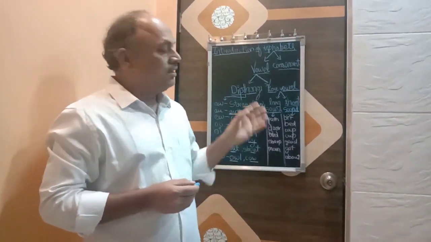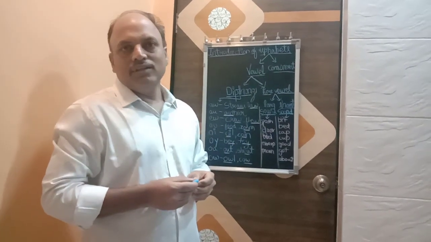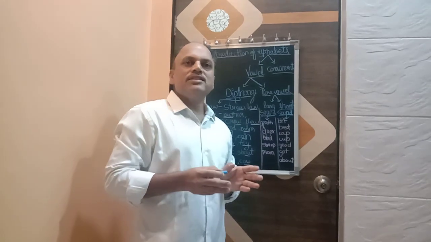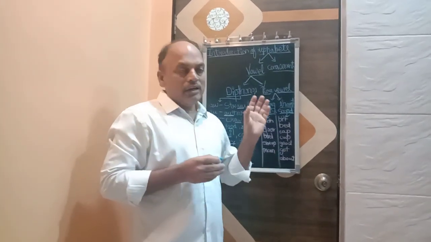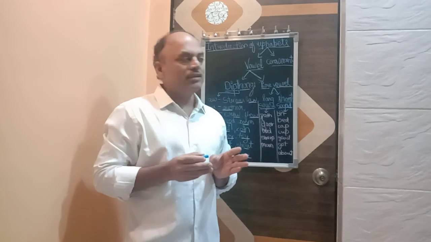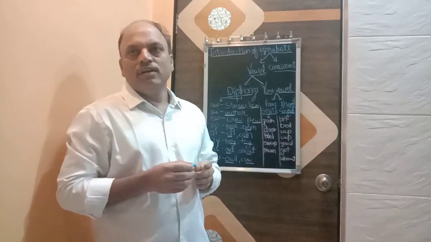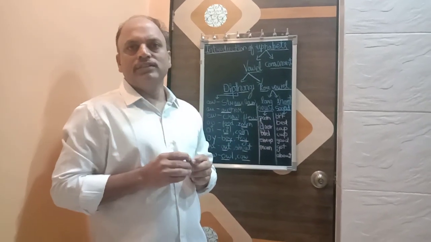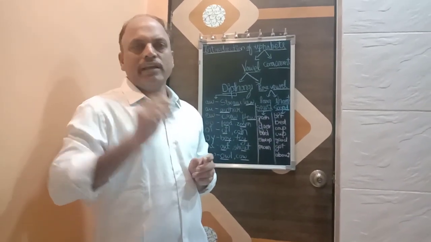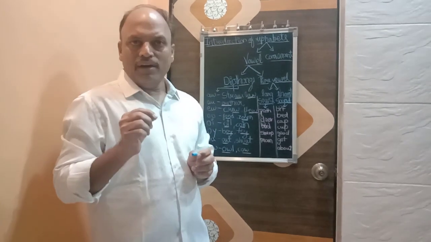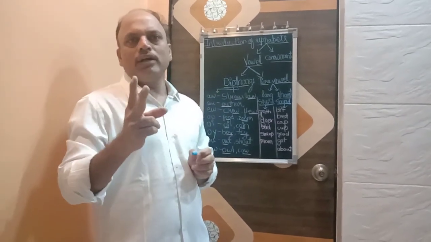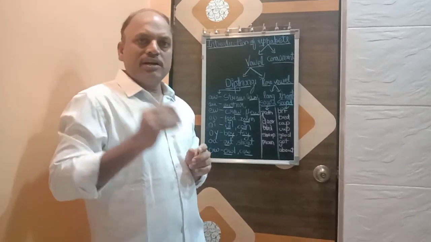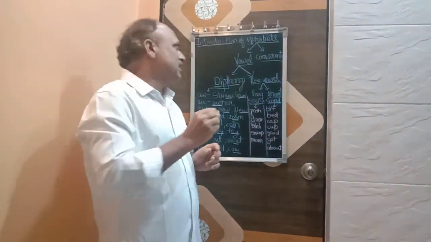Friends, today's session is a very basic session of English grammar, and the first session of English grammar is alphabets. The word alphabet is derived from the Greek language. The two words alpha and beta combine together to form this word alphabet. In English grammar, there are 26 alphabets.